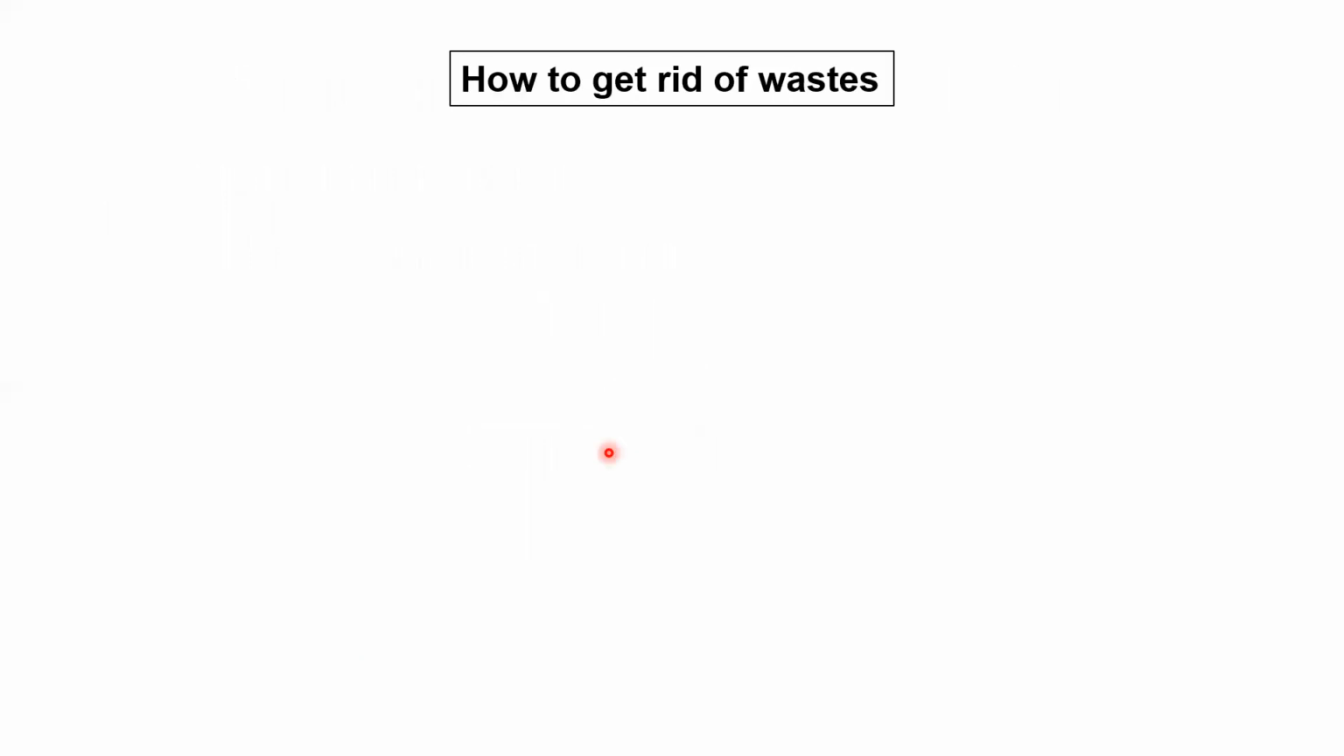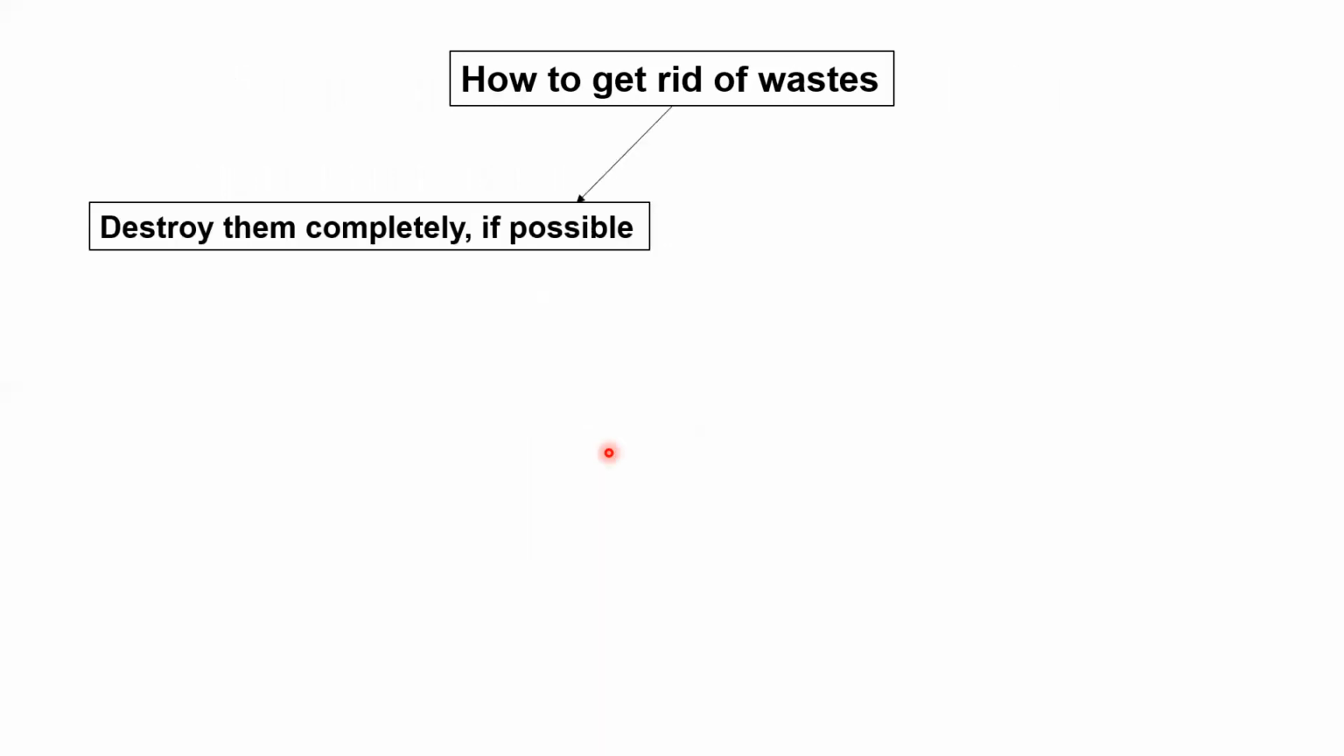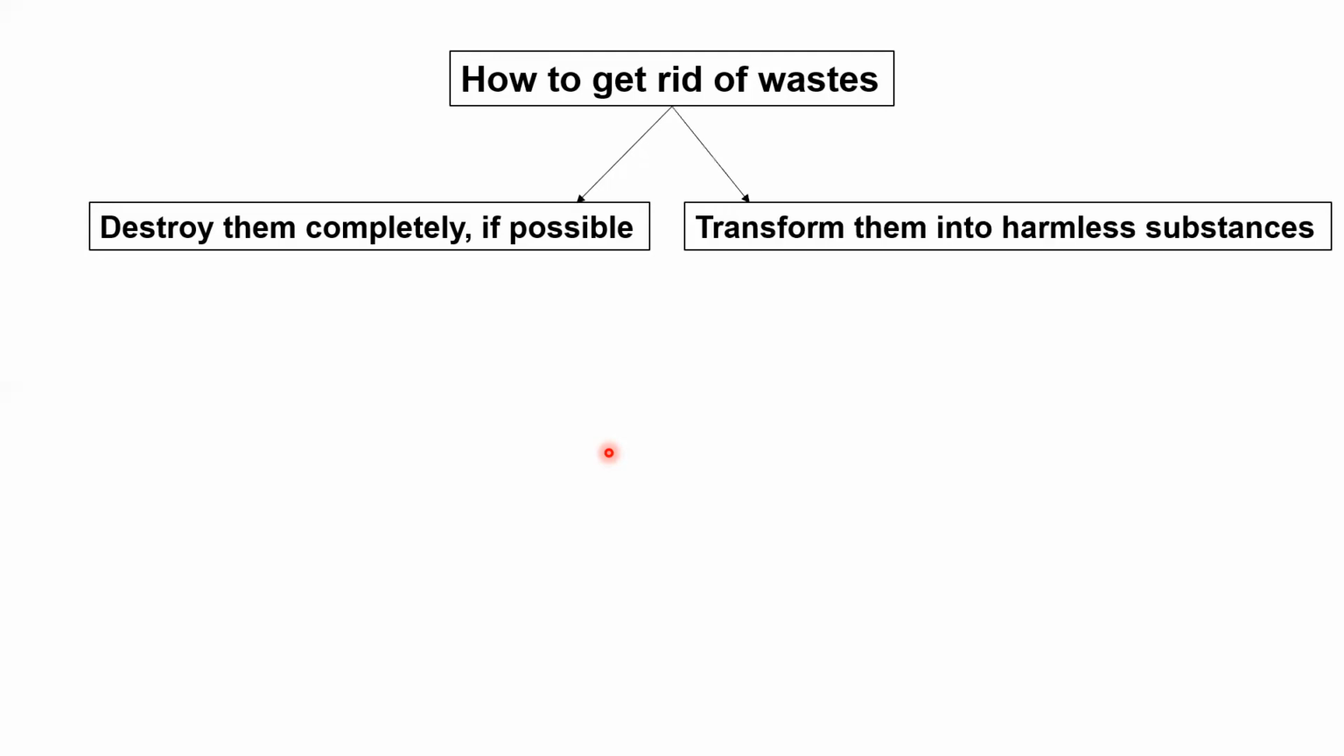So how to get rid of the waste then? Destroy them completely, if we can. Well, this is possible, but there are, of course, a lot of risks connected to it. The best way is to transform them into harmless substances. But how can we do this? The process of transforming these contaminants, these pollutants, into harmless substances: is the process itself harmless or not?